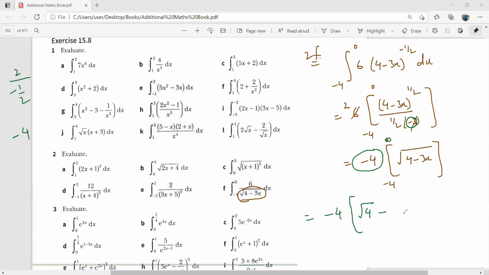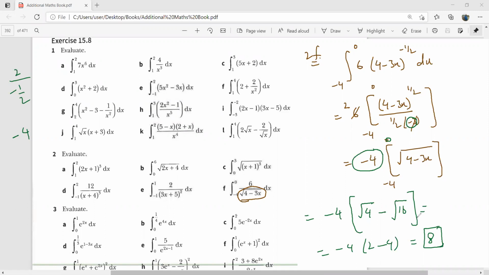Okay. Now I put the lower limit here. So 4 plus 16, 4 plus 12. That is going to be 16. Okay. So that is going to be minus 4 into 2 minus 4. That is going to be 8. This is your answer. That is 8.